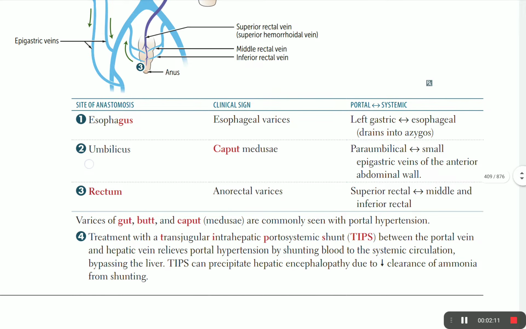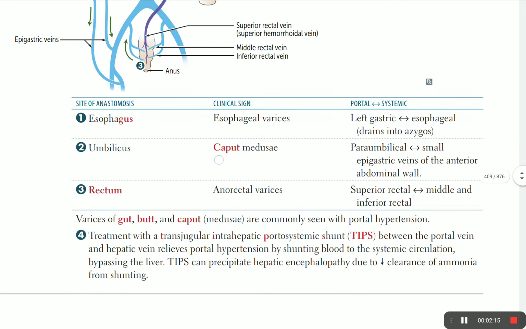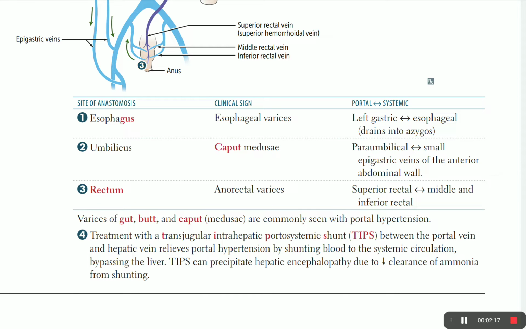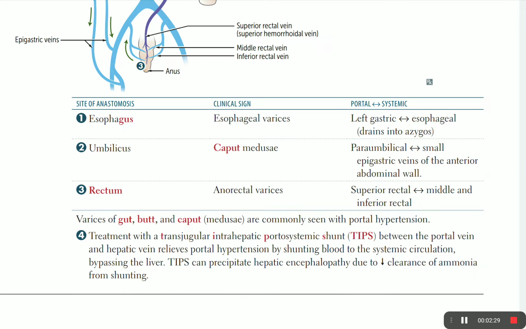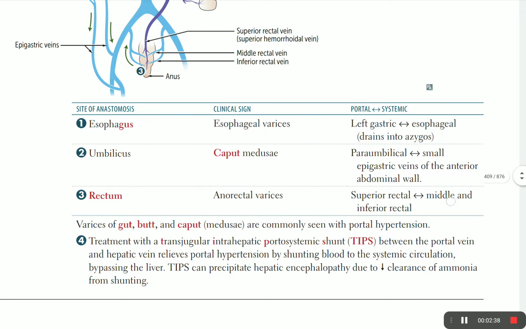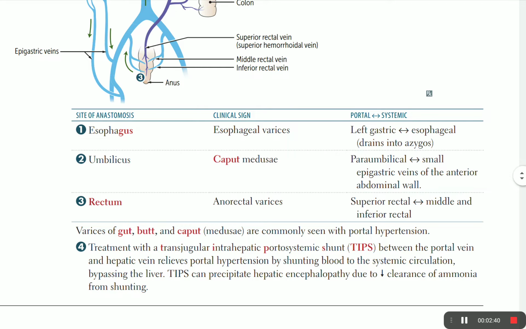The umbilical anastomosis, we call it caput medusae. It's a dilated vein around the umbilicus. We call it para-umbilical varicose vein. It drains between the epigastric vein and the anterior abdominal vein. Sorry. The rectum: it is an anastomosis between the superior rectal and the middle and inferior rectal veins.